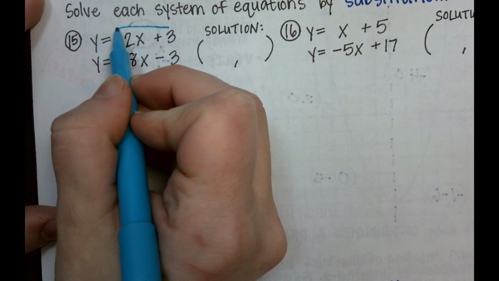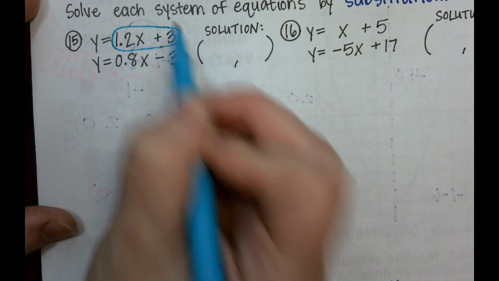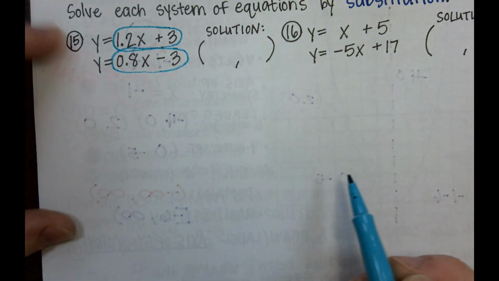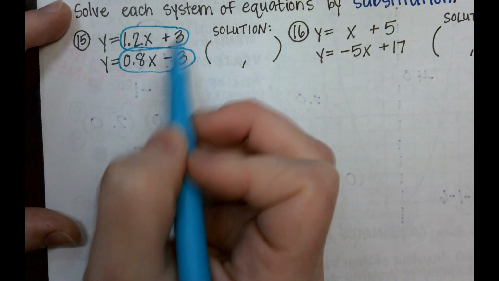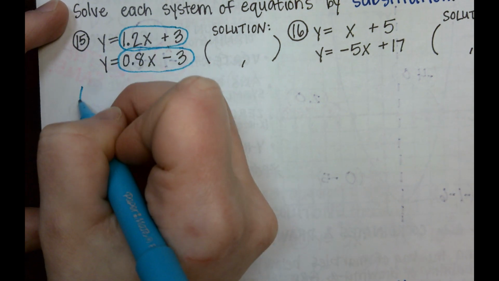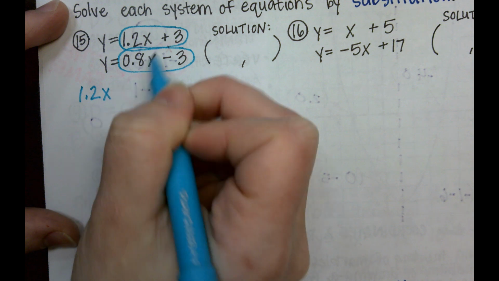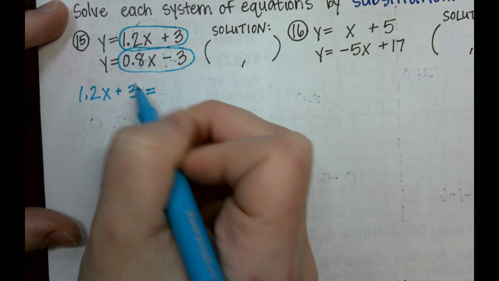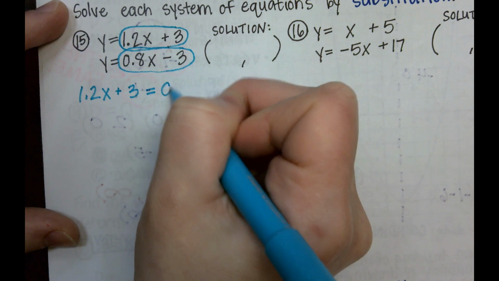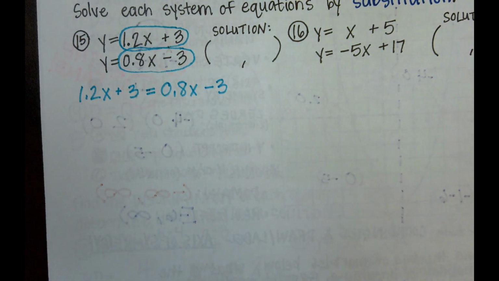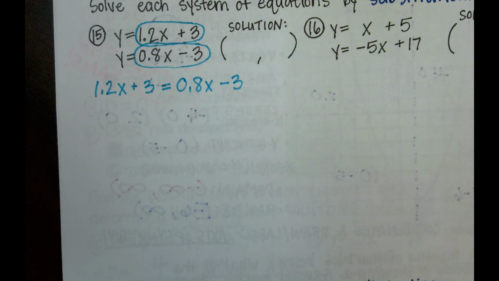So we've got 1.2x plus 3 and 0.8x minus 3. We're just going to rewrite both of these with an equal sign in the middle. So 1.2x plus 3 equals 0.8x minus 3. That's right. And we're going to solve for x here.